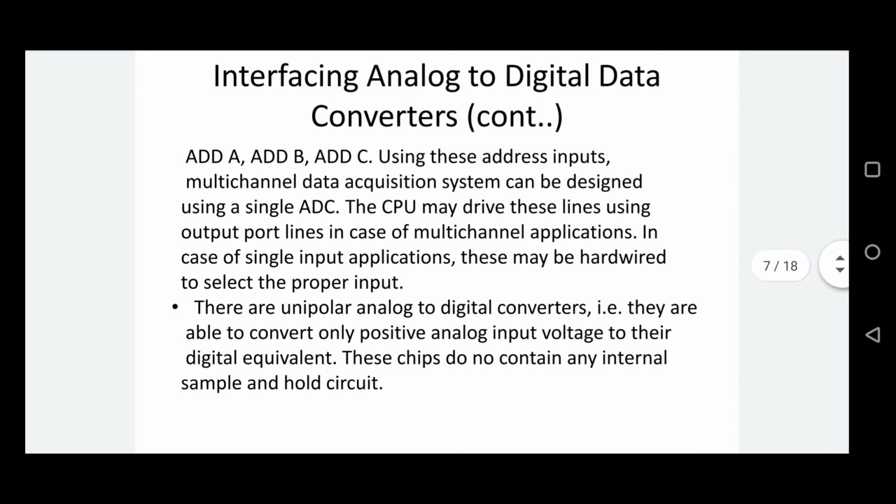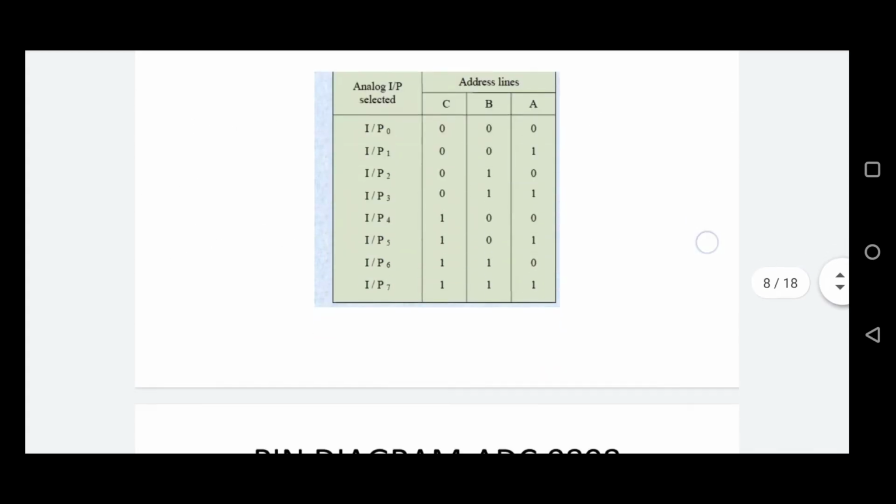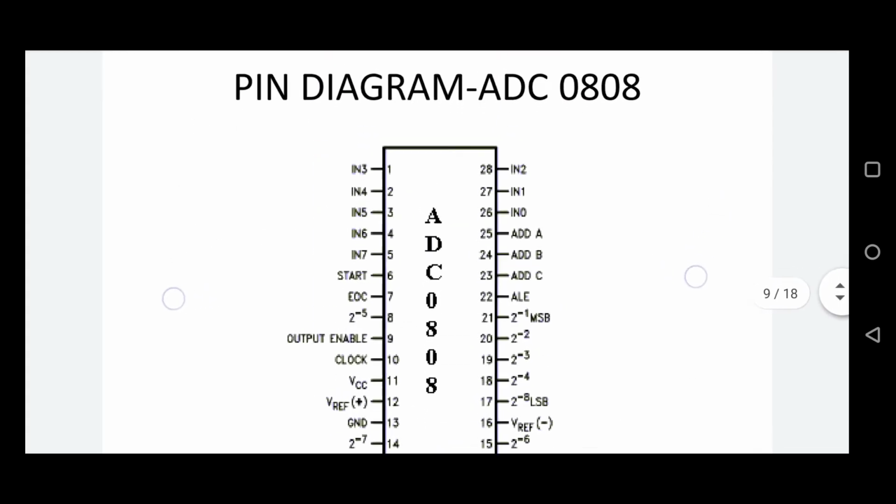In this IC we are using three address inputs: address A, address B and address C. Using these three address inputs, we can select the analog input. Basically these are unipolar analog to digital converters. Unipolar means it will be able to convert only positive analog input voltage into digital output. And this is the pin diagram.